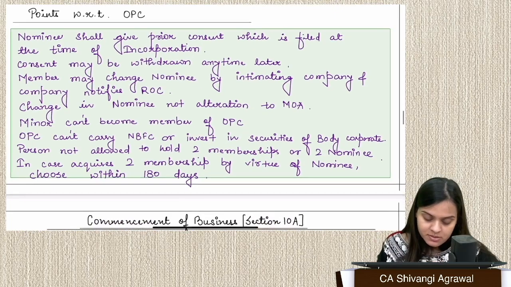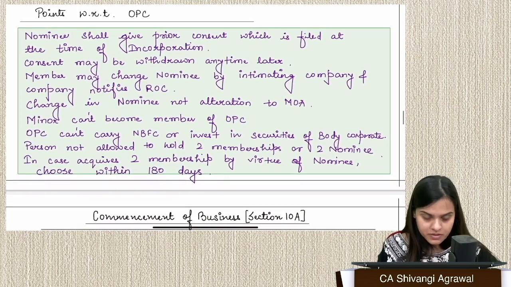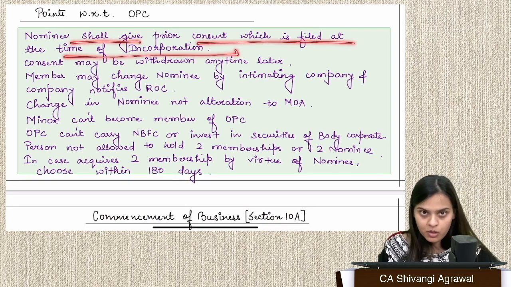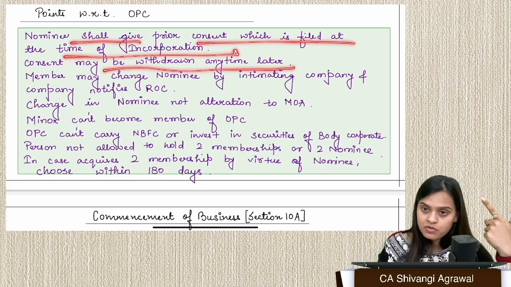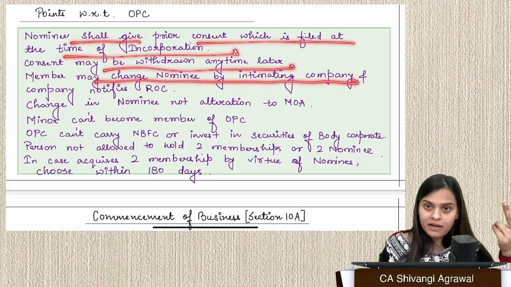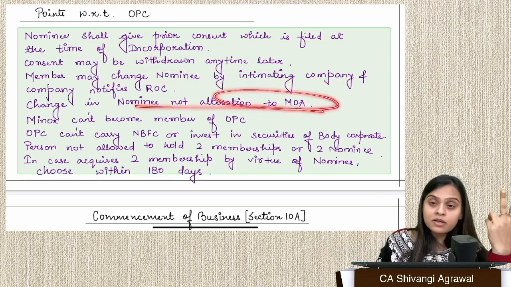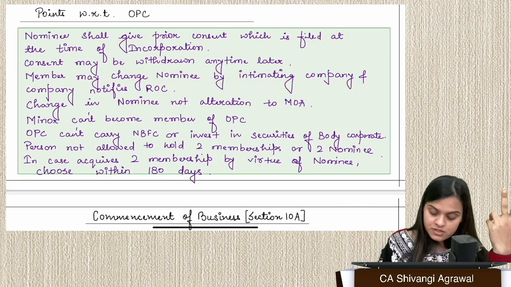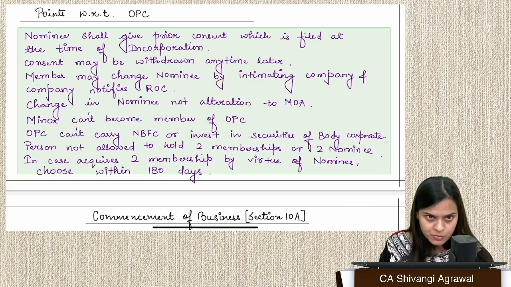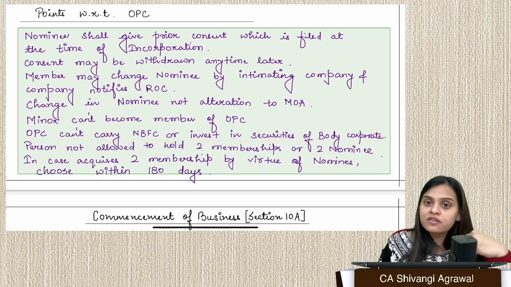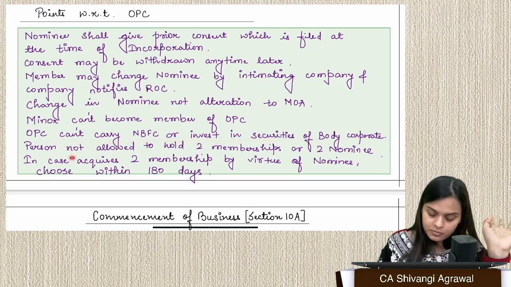Okay. Now, some important points with respect to one-person company. Nominee shall give prior consent, which is filed at the time of incorporation, right? Consent may be withdrawn at any time later. Member can change the nominee by intimating the company, and the company notifies ROC. The change in nominee does not amount to alteration of memorandum of association. Minor cannot become member of OPC. OPC can't carry out NBFC or investment in securities of a body corporate.